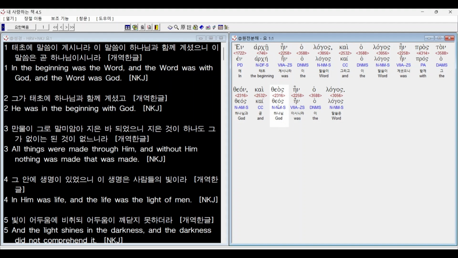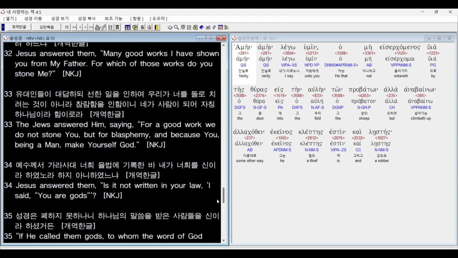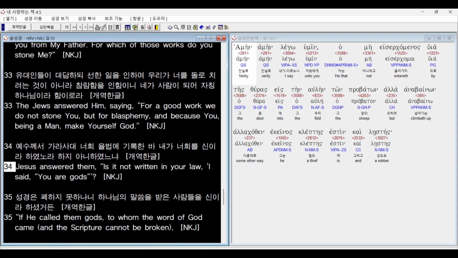God without definite article. Where does it say that? When we go to John chapter 10, verse 34, Jesus answered the Jews, "Is it not written in your law, I said, you are gods?" If he called them gods, if the Jehovah in the Old Testament, the Most High, called them gods, to whom the word of God came.